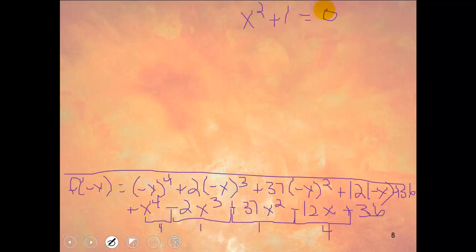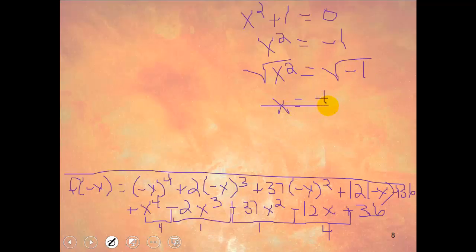All right, so I have x squared is equal to negative 1. That means I'm going to have a complex root. I'm going to take the square root of both sides. I'm taking the square root of a negative radicand, so that means I'm going to have an i: plus or minus 1i.